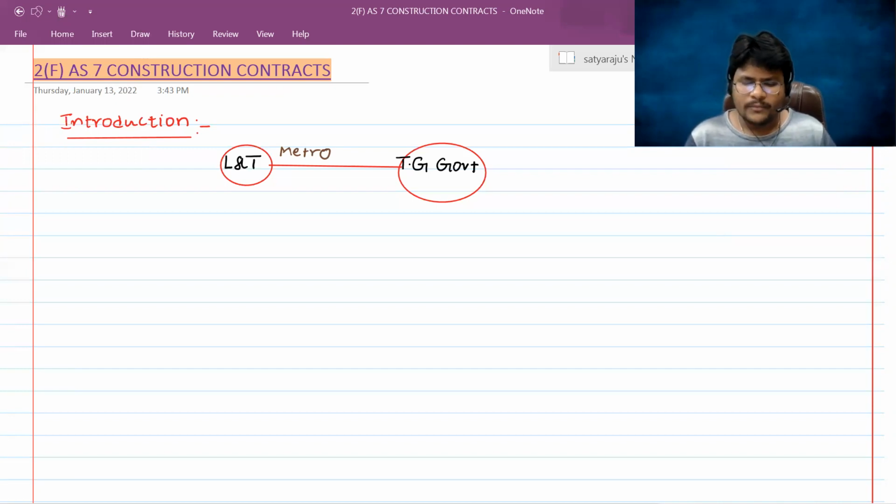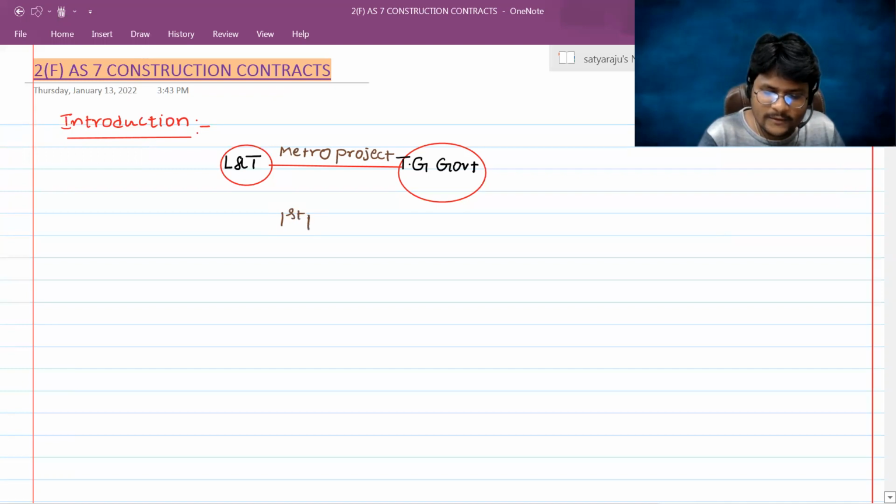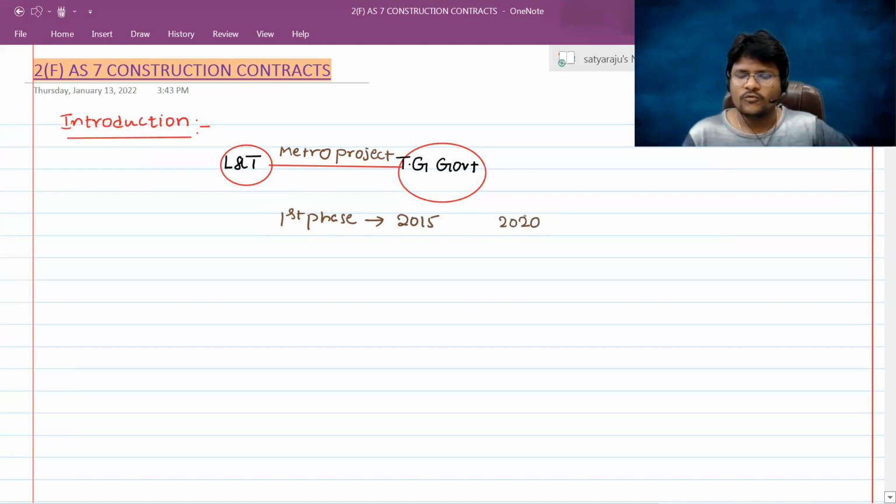Now, to complete this entire metro project, L&T took almost 5 years. The first phase itself started in the year 2015 and ended nearly in the year 2019 or 2020. Let me put 2020. So almost it took 5 years. For the purpose of the entire construction, L&T will receive a certain amount from the Telangana government. So for L&T, there is expenditure incurred to construct the metro, and the revenue is the amount recoverable from the Telangana government.